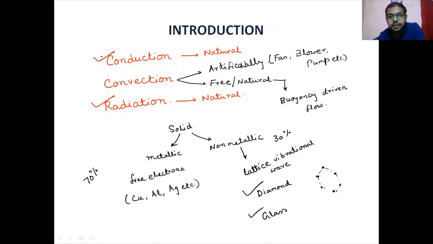So the first mode of heat transfer, conduction, mainly happens in solids. We have seen there are two kinds of solids, metallic and non-metallic. Maximum 70% is for the metallic cases and the remaining 30% for non-metallic. But among non-metallic, diamond is a good conductor, quartz is a good conductor, graphite is a very good conductor. They are all very good conductors because of the lattice formation, and the propagation of lattice vibrational waves causes the heat conduction.